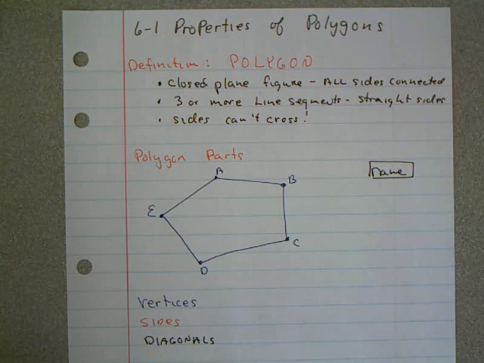And it is a closed plane figure, which tells you all the sides are connected. There's three or more line segments. They're straight sides. That's what that line segment means. And the sides can't cross.